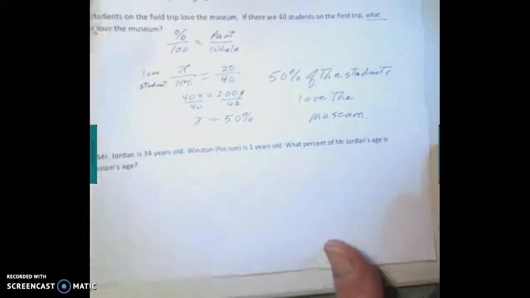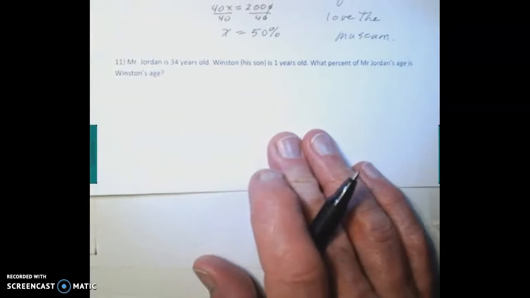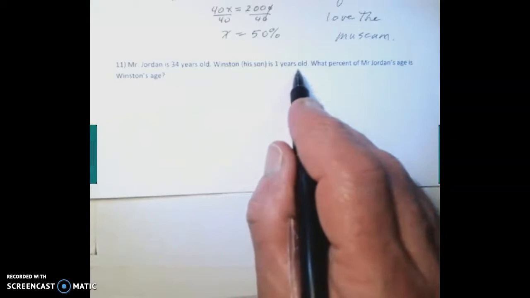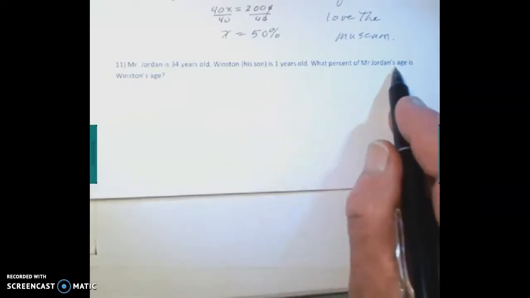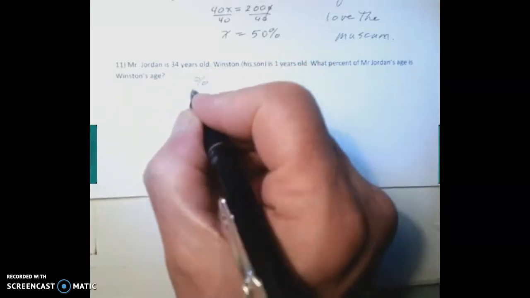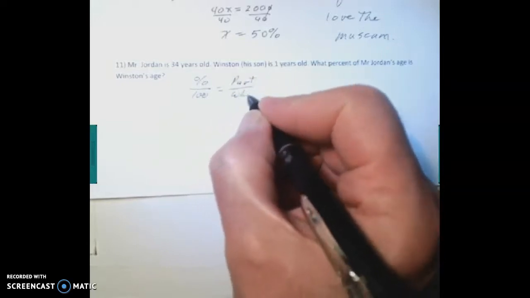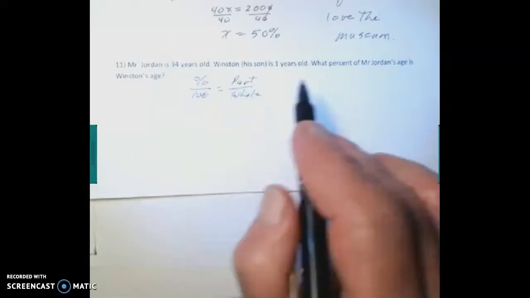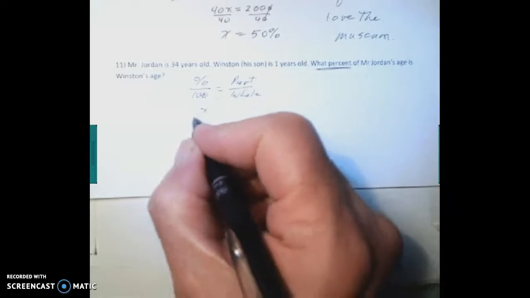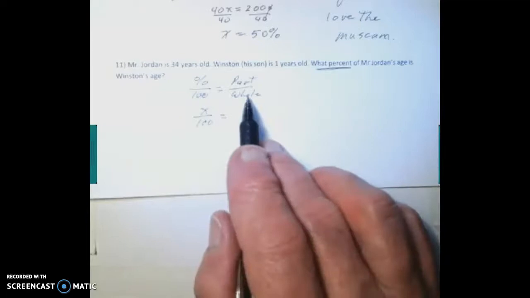All right, last question here in this recording then. Mr. Jordan is 34 years old. Winston, his son, is 1 year old. Okay. What percent of Mr. Jordan's age is Winston's age? Again, percent proportion. Percent over 100. Part over whole. Look for the percent first. That's what we're looking for. It says what percent. So it's going to be x over 100. And look for the whole amount next.